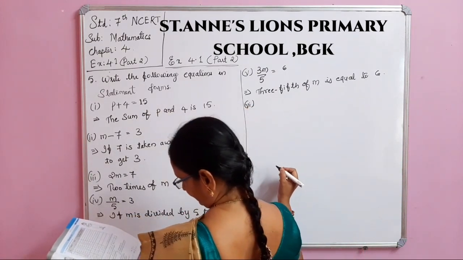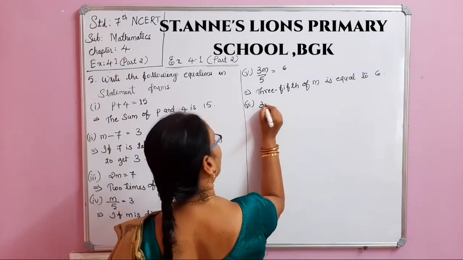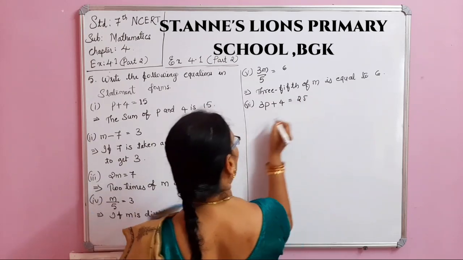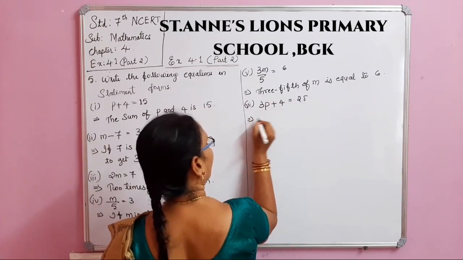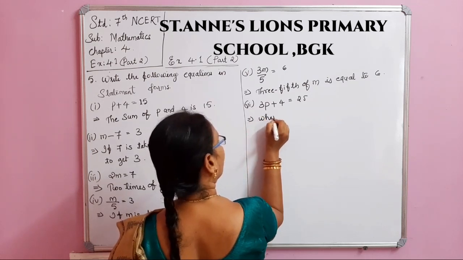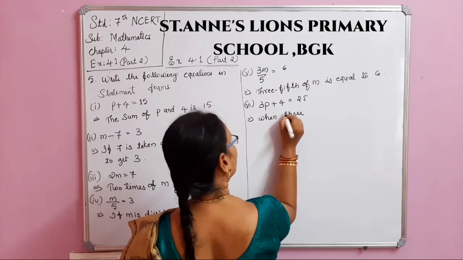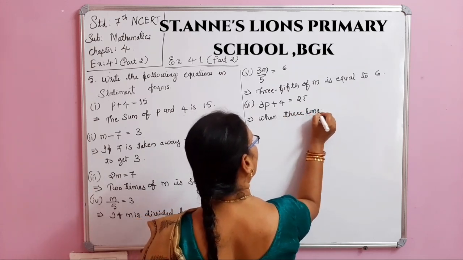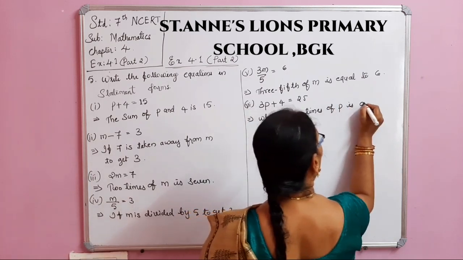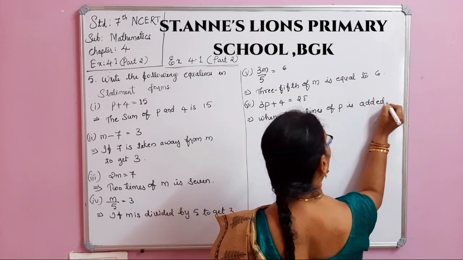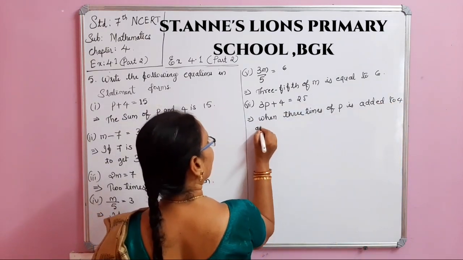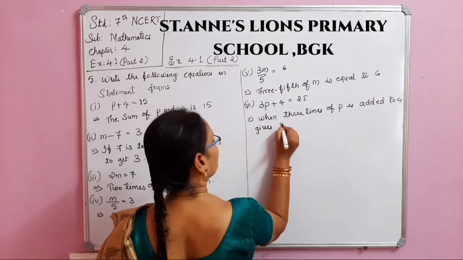Next, sixth one, 3p plus 4 is equal to 25. When 3 times of p is added to 4, it gives 25.